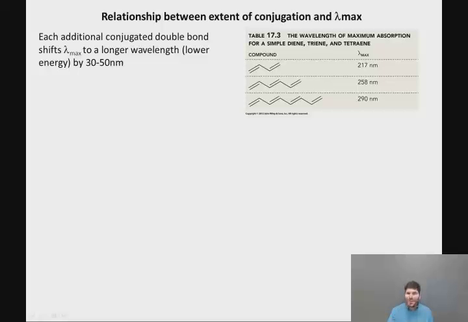If you put 3 double bonds in conjugation, 1,3,5-hexatriene, that's going to have a lambda max of 258 nanometers. So that's 40 nanometers longer in wavelength. And then if we put 4 double bonds into conjugation, 1,3,5,7-octatetraene, that's going to shift the lambda max to 290 nanometers. So that's again about 30 nanometers longer in wavelength from the triene.